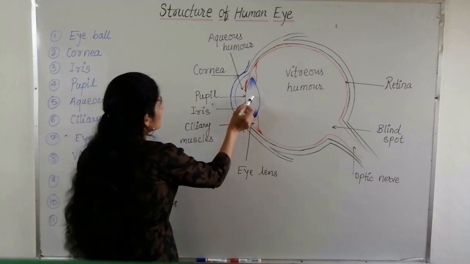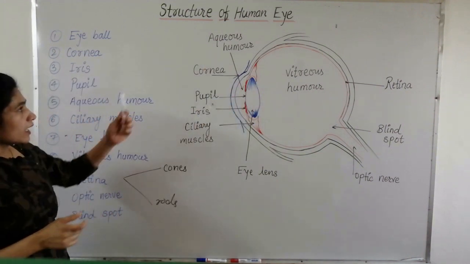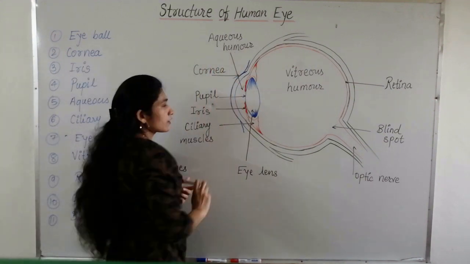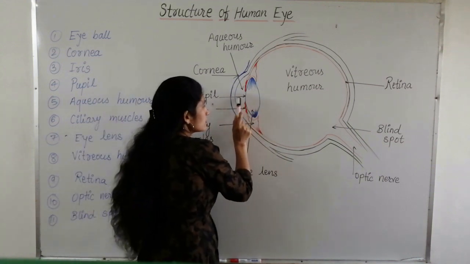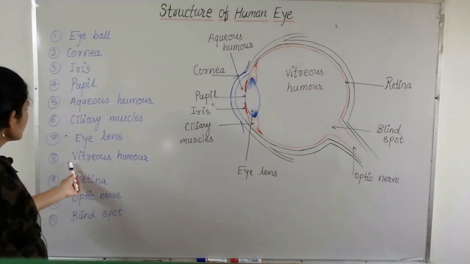The region between the lens and cornea is filled with aqueous humor. Aqueous humor mostly contains water, as its name suggests, and it is transparent, so that light can pass through this aqueous humor and then fall on the lens.